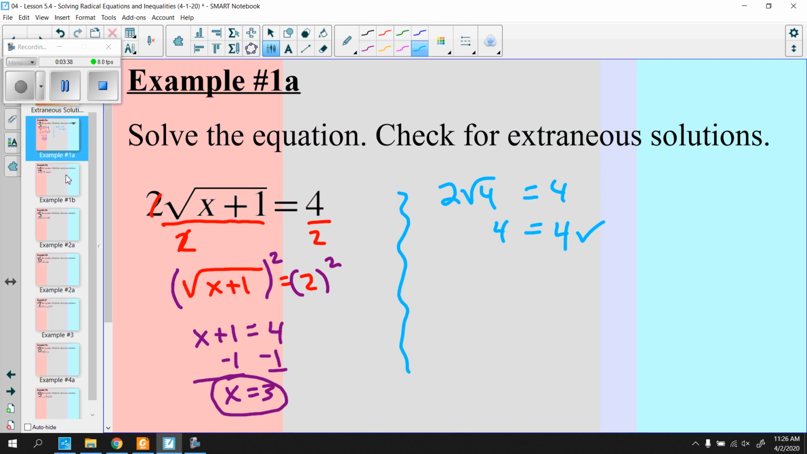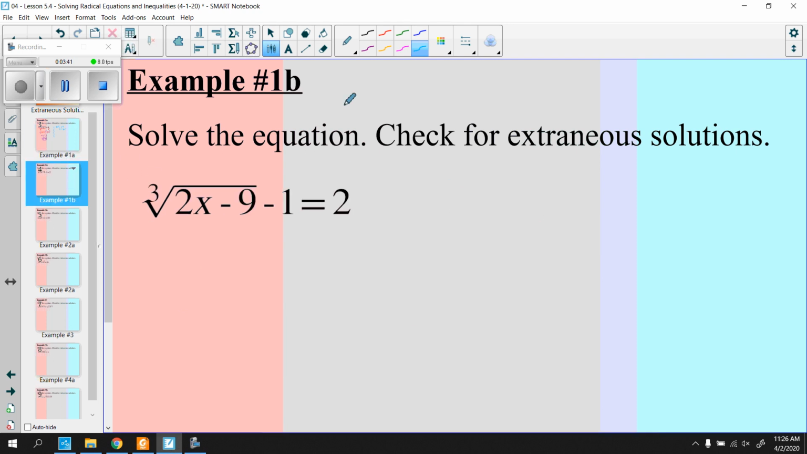Okay. Next one. Similar. Actually, not a whole lot different. The last one we saw, getting rid of a 2 out front times, we would divide by 2. In this case, just pay attention to this minus 1. It's not underneath the cube root. It's outside of it. So this is something that we would have to get rid of right away before we take both sides to the third power.